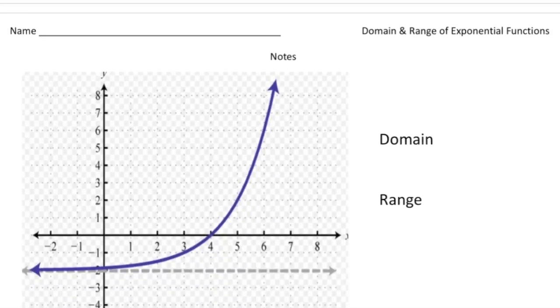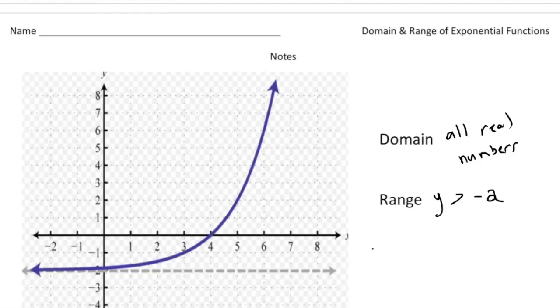Here we have another exponential function. Our domain, again, is going to be all real numbers, because the x values go on in both directions forever. And for the range, this time, notice our asymptote is a dotted line at -2. That means our range is y greater than -2. There'll never be a y value less than -2, because that wouldn't be on the line.